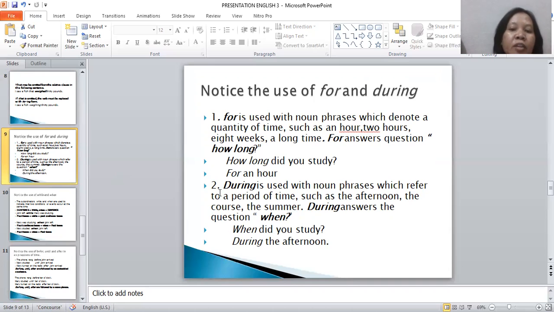Number 2, during is used with noun phrases which refer to a period of time, such as the afternoon, the course, the summer, and so on. During answers the question when. When the question sentence uses when, we answer with during. For example, when did you study? The answer is during the afternoon. Or I studied during the afternoon.